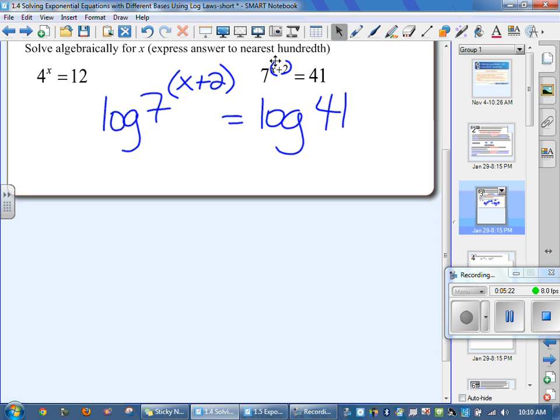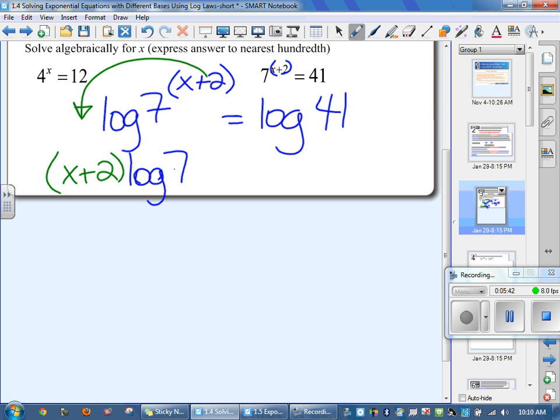Now I need to bring my exponent down off the top. So it's now going to come down and hide in front of log 7, but it needs to be in brackets. So we're going to have (x + 2) log 7 equals log 41.